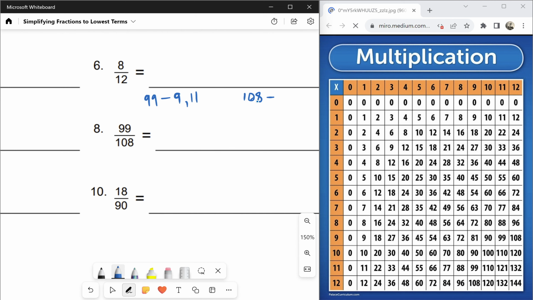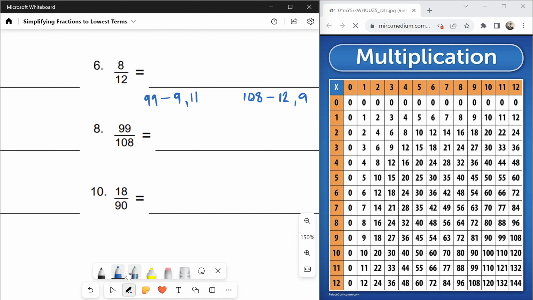Now let's look for 108 and see if we can match any of these here. 100, oh, there it is, 108. 108 can be divided by 12, and it can be divided by 9. Okay, I'm going to list those. So it can be divided by 12, and it can be divided by 9.